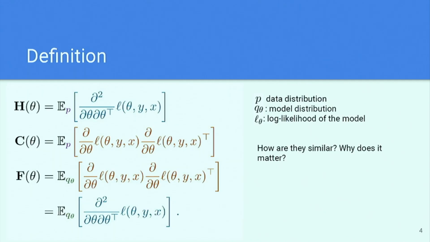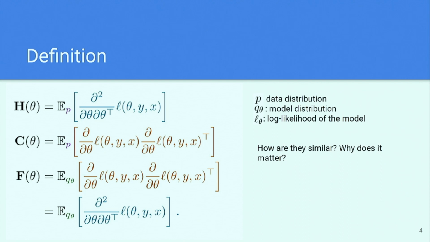So here's what they look like. As you can see, the Hessian and the covariance, the first two matrices, H and C, are taken with expectation with respect to the actual data distribution. And when I say data distribution here, I'm speaking about the true underlying data distribution. The Fisher, on the other hand, is taken with the model distribution. You can see here that the Fisher has two expressions. One that looks a lot like the covariance, and one that looks a lot like the Hessian.